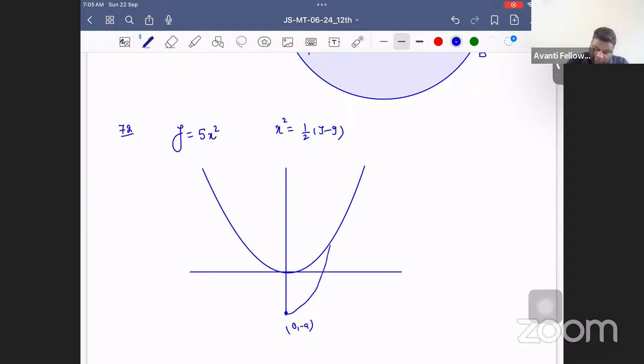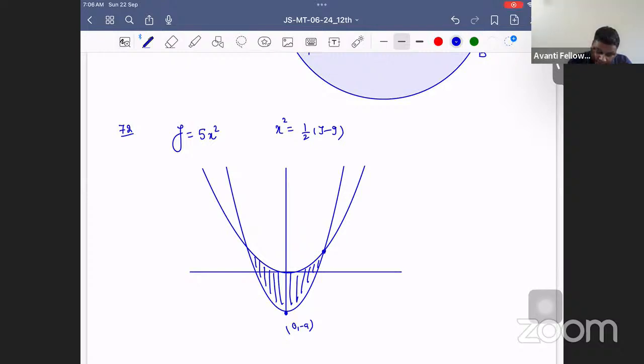Latus rectum is very small as compared to the other parabola. So it will be something like this. Like this. So the area that you are looking for is this area. So first of all, you have to figure out their point of intersection, this point.